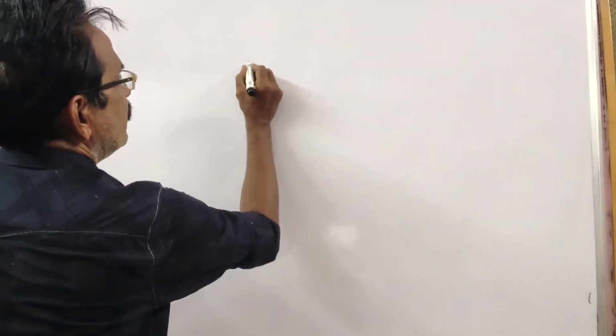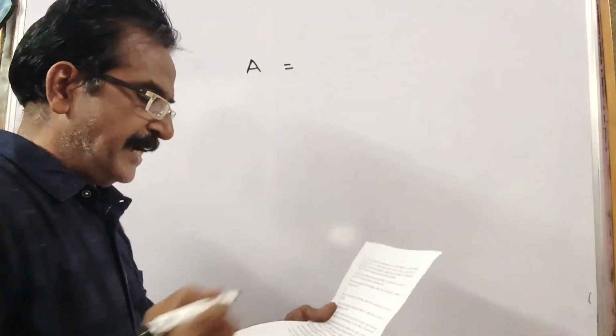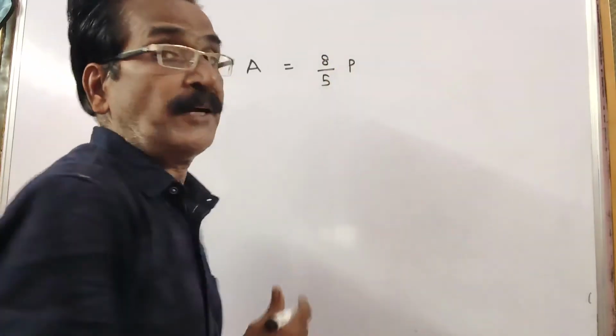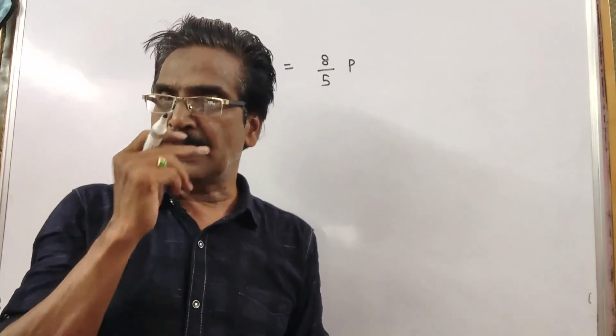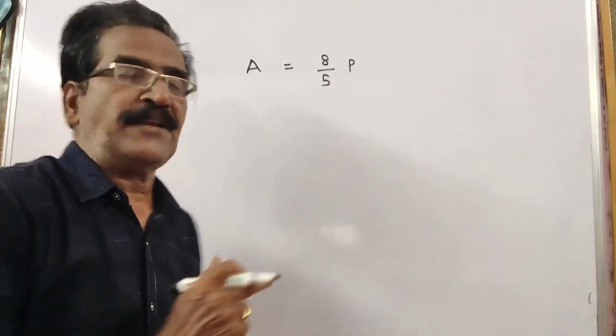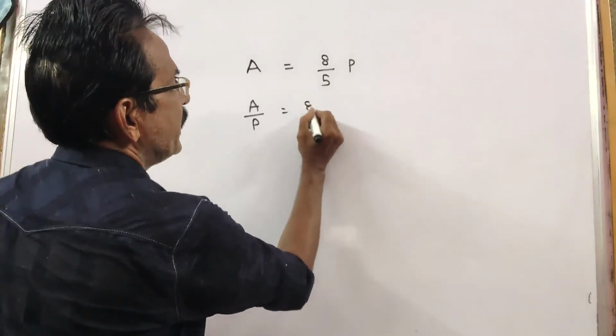A sum of money becomes, means a sum of money amounts to, 8 by 5 of itself, means 8 by 5 of principal. So A, the amount, is equal to 8 by 5 P. It implies A by P is equal to 8 by 5.